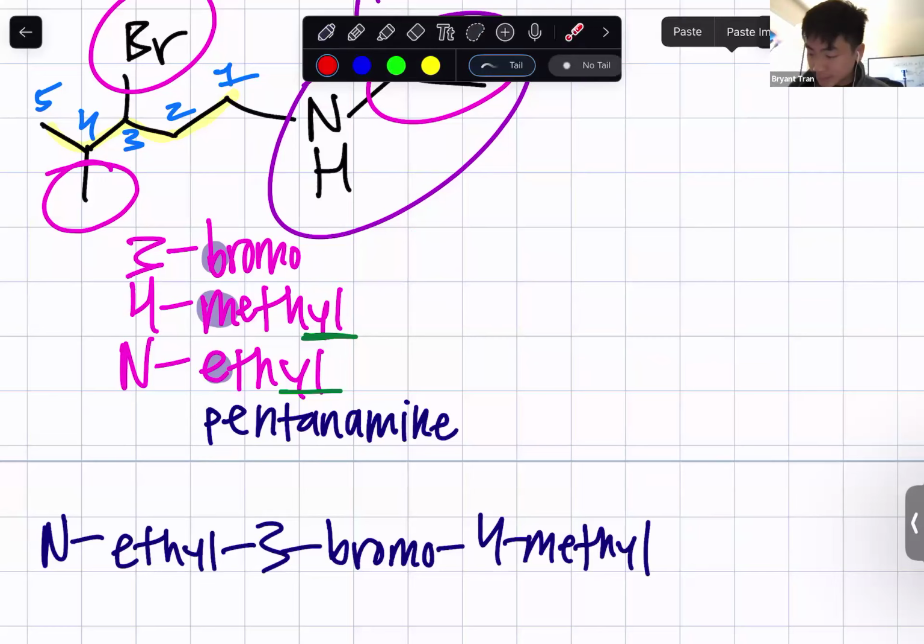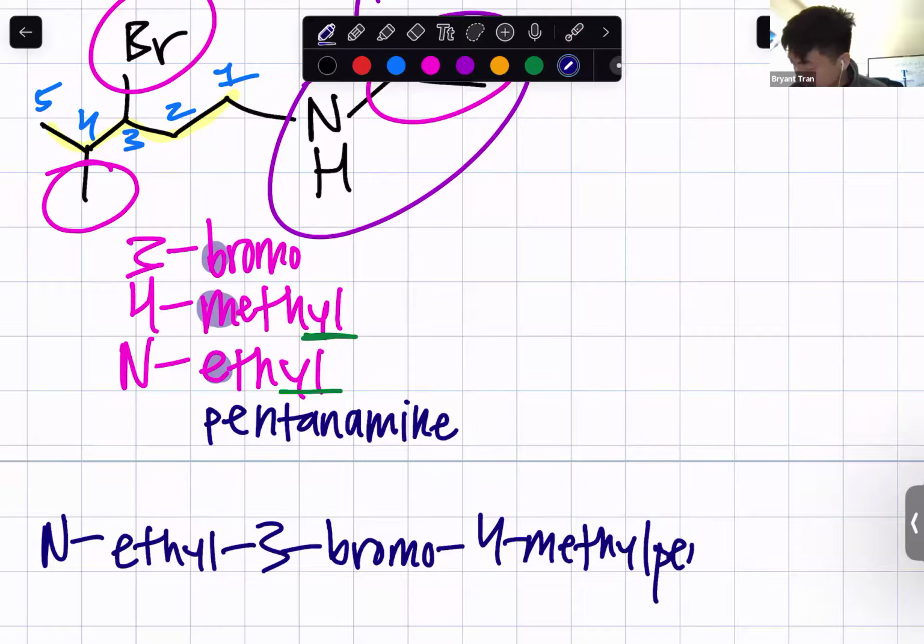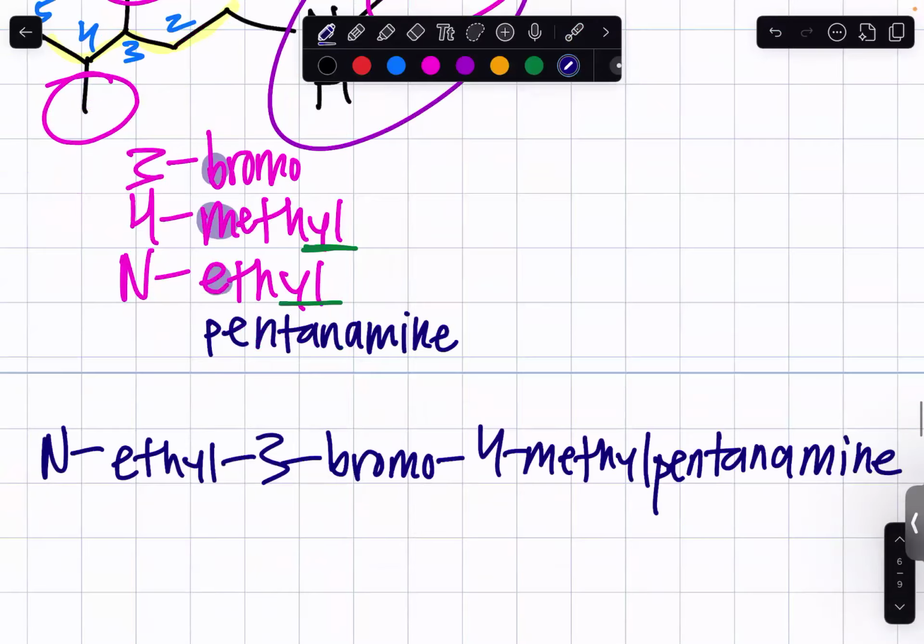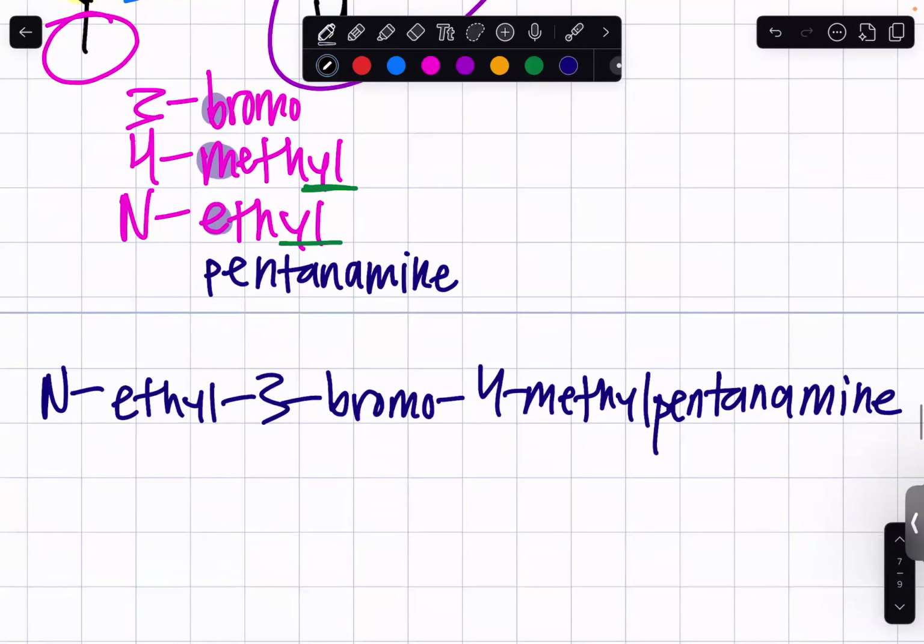Right, now that would make sense because the dashes will always be between numbers and letters. Right, a dash between L and 3, a dash between 3 and B, a dash between O and 4, a dash between 4 and M. So between a number and a letter. And then pentanamide. Oh, pentanamine, not amide. Pentanamine. Like that. Okay. Does that make sense so far? Muhammad? Yeah, okay, that's clear. Good.